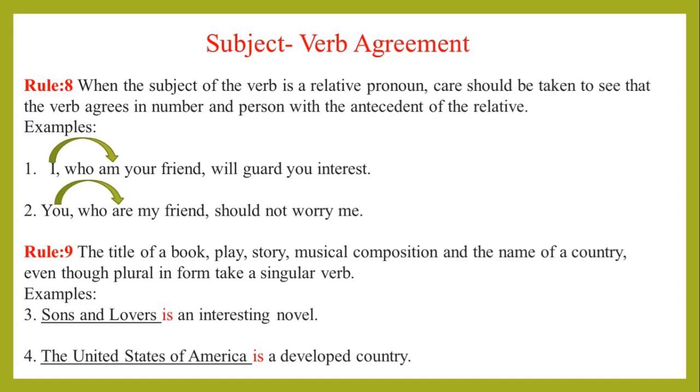You, who are my friend, should not worry me. Here the antecedent is plural, so the verb used is plural. Rule 9. The title of books, plays, stories, musical compositions and the name of a country, even though plural in form, take a singular verb. So the name of a book keeps a singular verb. Sons and Lovers is a book and the verb is singular. The United States of America is a developed country. Here "is" is used for the United States of America.